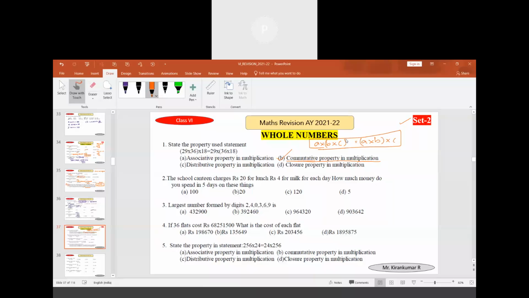Is it associative property? Yes, sir. It is not commutative here, it is associative. Yes, associative property.